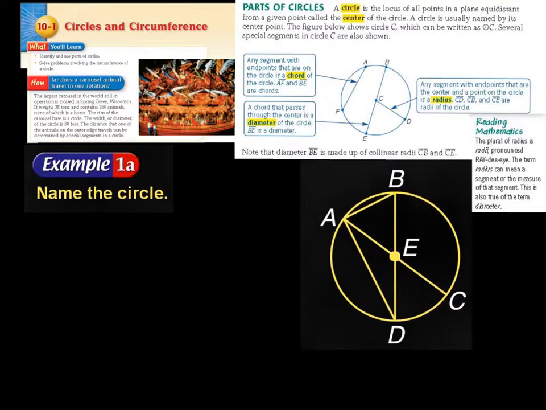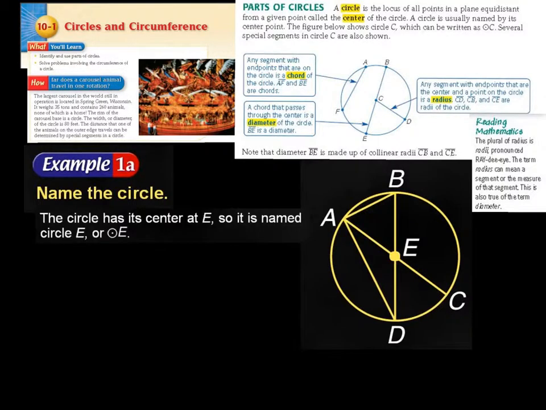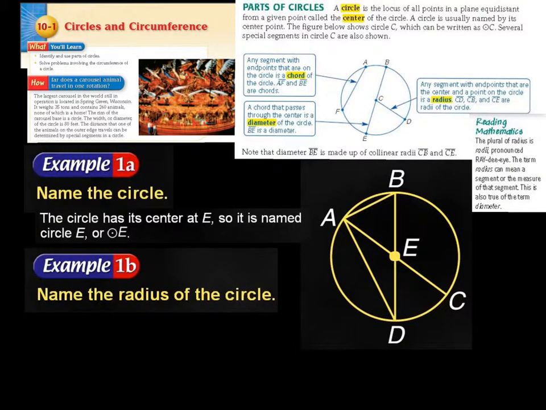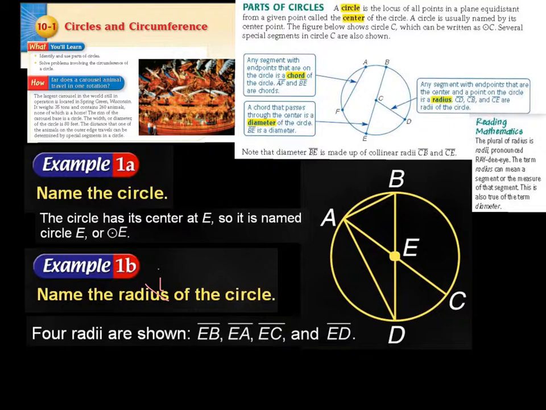First question they ask us is to name the circle. The circle has a center at E, so it is named Circle E. Grammatically, this one's a little challenged. It says name the radius of the circle. There's more than one radius. They should have said radii. All right, they redeemed themselves in the answer. The radii shown are segment EB, segment AE, segment EC, and segment ED.